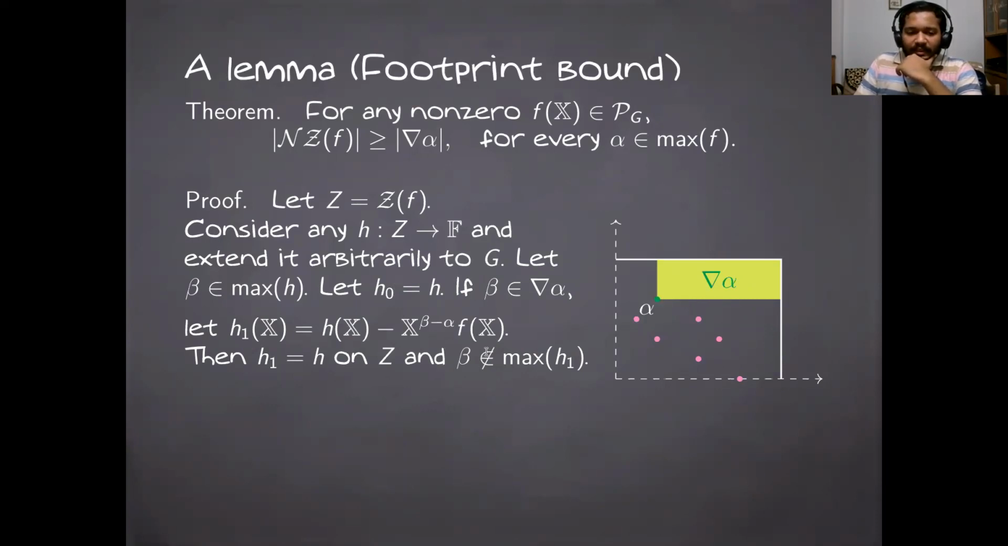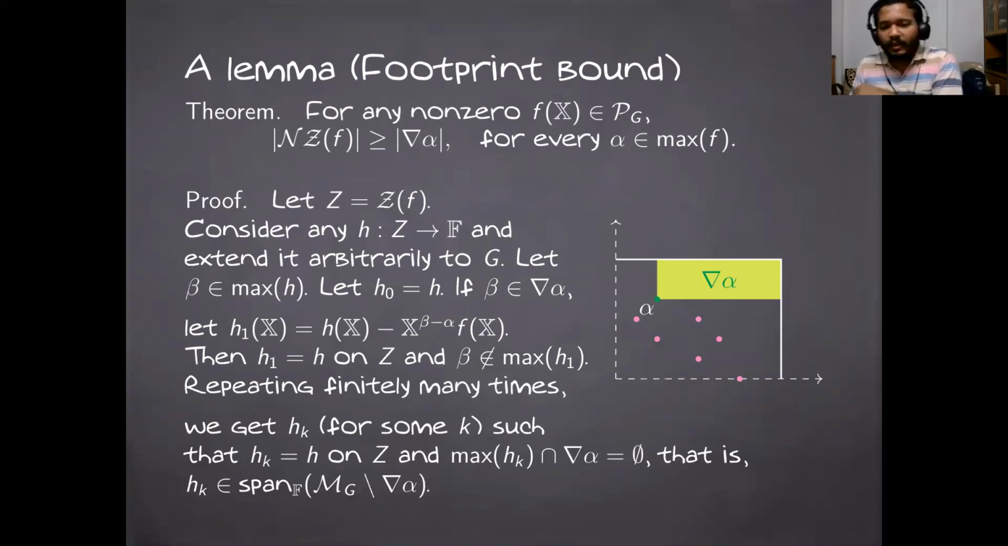just multiply f with the monomial x to the beta minus alpha. f is anyway 0 on Z. So the new polynomial H1 that we get, which is H minus x to the beta minus alpha times f, is equal to H on the zero set. It's the same function. Functionally, it is the same. But as a polynomial, we have got rid of this larger monomial beta, which was inside the shade of alpha. And if we do this enough number of times, we can make sure that all the monomials inside the shade of alpha are gone. So the monomials in the function are all within the complement of the shade.